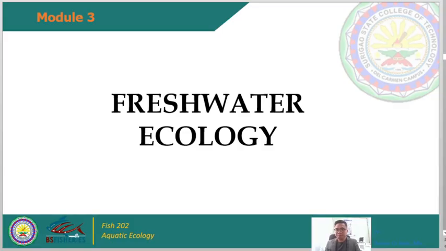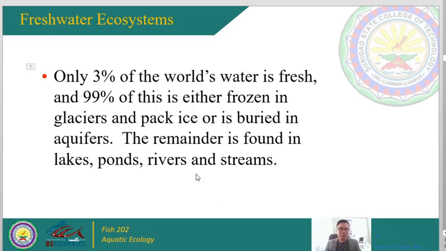And so, before anything else, as a form of introduction, here we have module 3, of course, the freshwater ecology. Now, since we are talking about freshwater ecology, we must first learn the fundamental backgrounds or principles with regards to the composition of the freshwater ecosystems. So here we have, it is said that only 3% of the world's water is fresh. So all of the 97% is marine water. So only 3% of the world's water is fresh water.